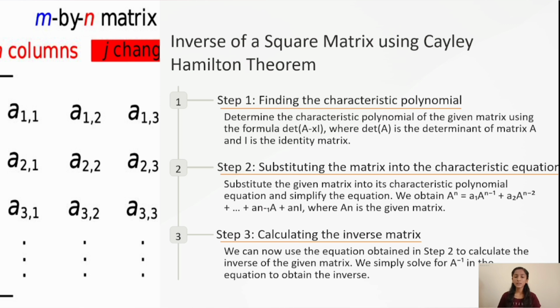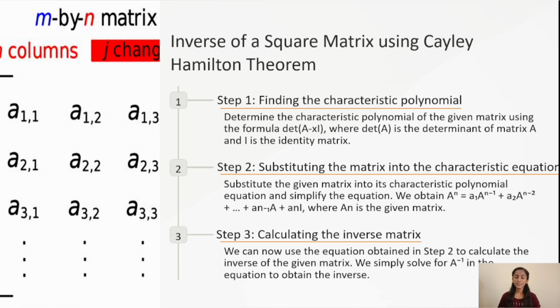And step 2, substituting the matrix into the characteristic equation. Substitute the given matrix into its characteristic polynomial equation and simplify the equation. We obtain the general formula, given as A to the power n is equal to a1 into A to the power n minus 1 plus a2 into A to the power n minus 2 plus, up to the nth term, that is a(n minus 1) into A plus a n I, where A is the given matrix.